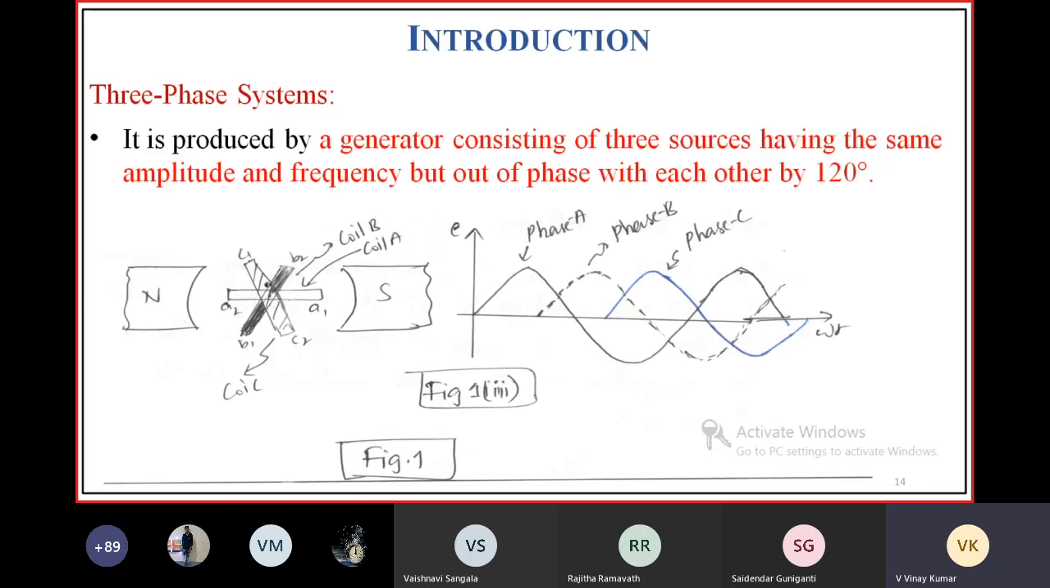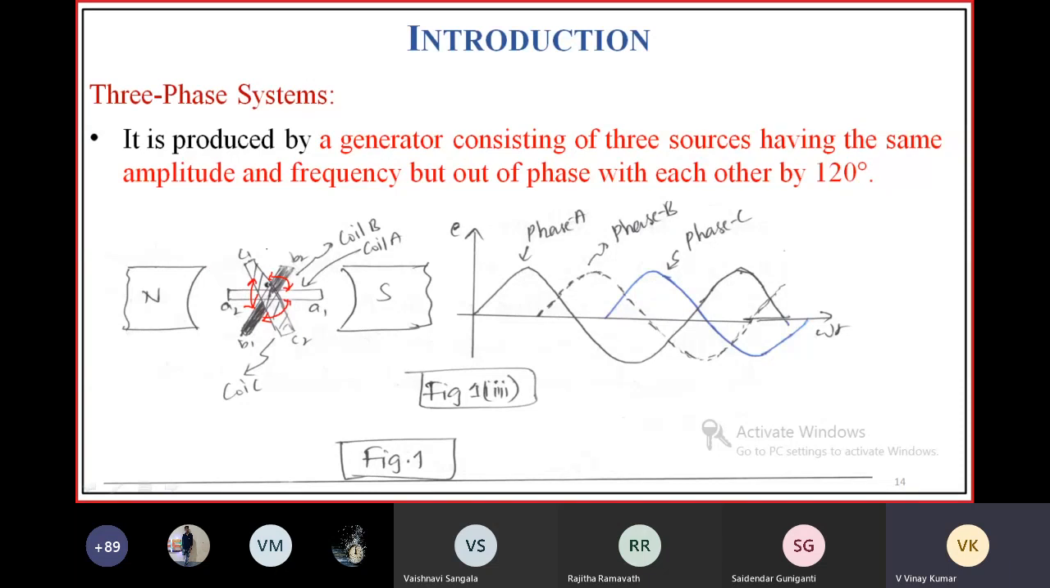Here, this is coil A and this is coil B. The angle between coil A and coil B is 120 degrees. The angle between coil B and coil C is again 120 degrees. All armature windings are displaced by an angle of 120 degrees from each other physically.